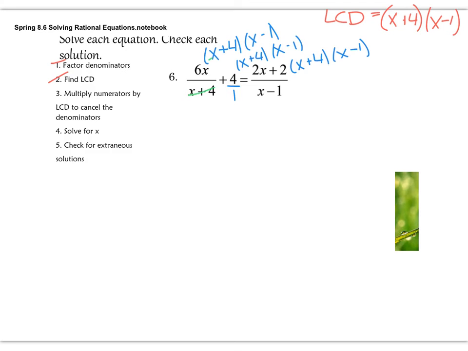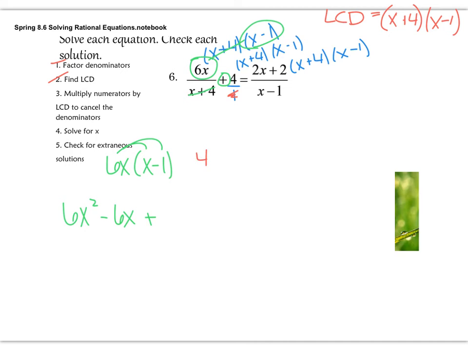First one, the x plus 4's cancel. I have 6x and x minus 1. So that will become 6x squared minus 6x. And then I can see a plus sign. And then the next one, nothing cancels, right? All I have is a 1, which is not really necessary.